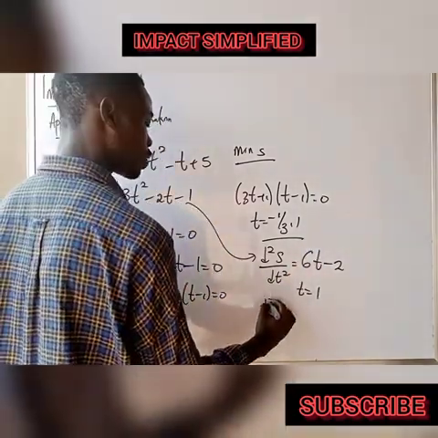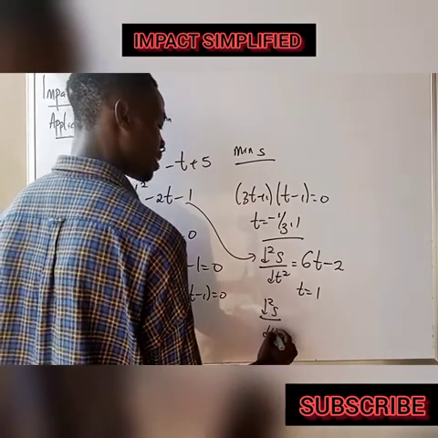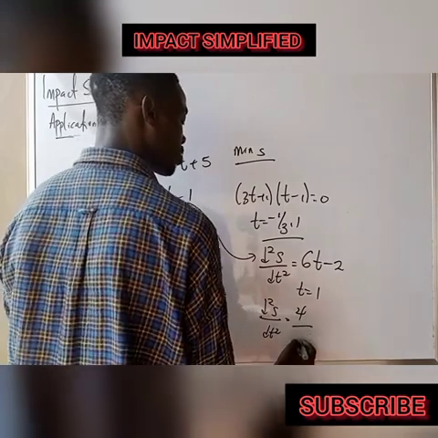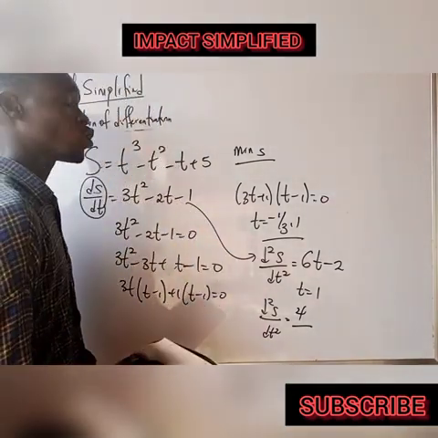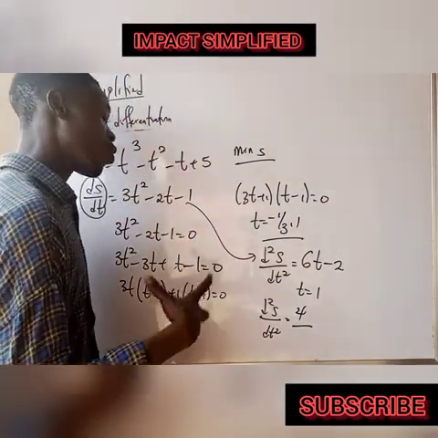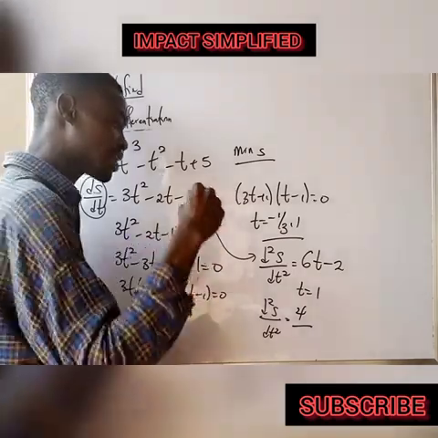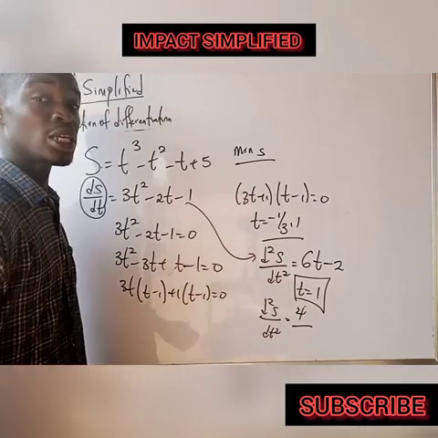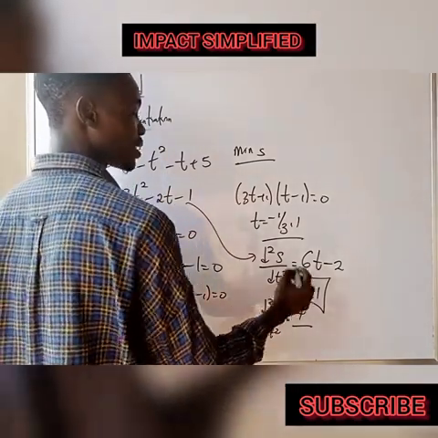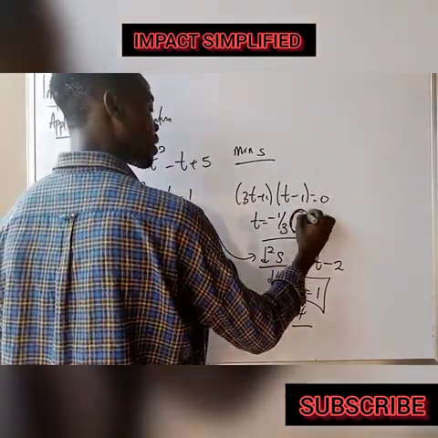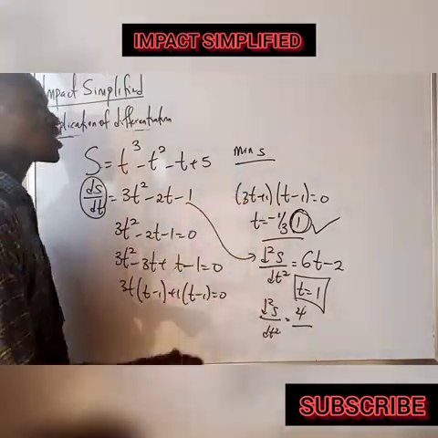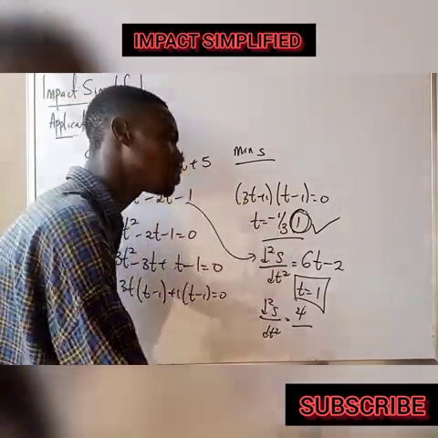If you put your t as 1 here, what is the meaning? That means we have it as 6 minus 2. And what is 6 minus 2? We have it as 4. That means when your d squared x over dt squared is greater than 0, this point you are inserting is a minimum point. And the minimum time is 1. But what is the question saying? The question asks us to find the minimum distance.